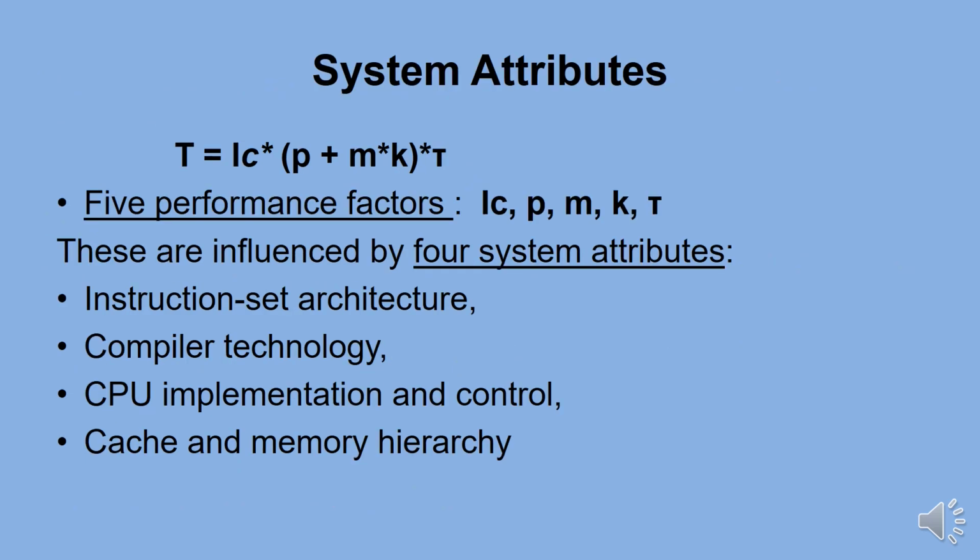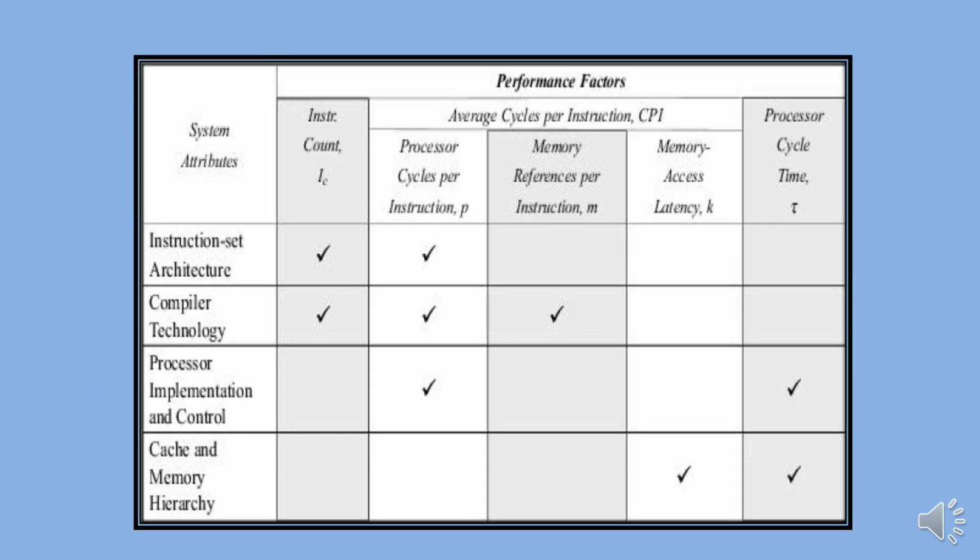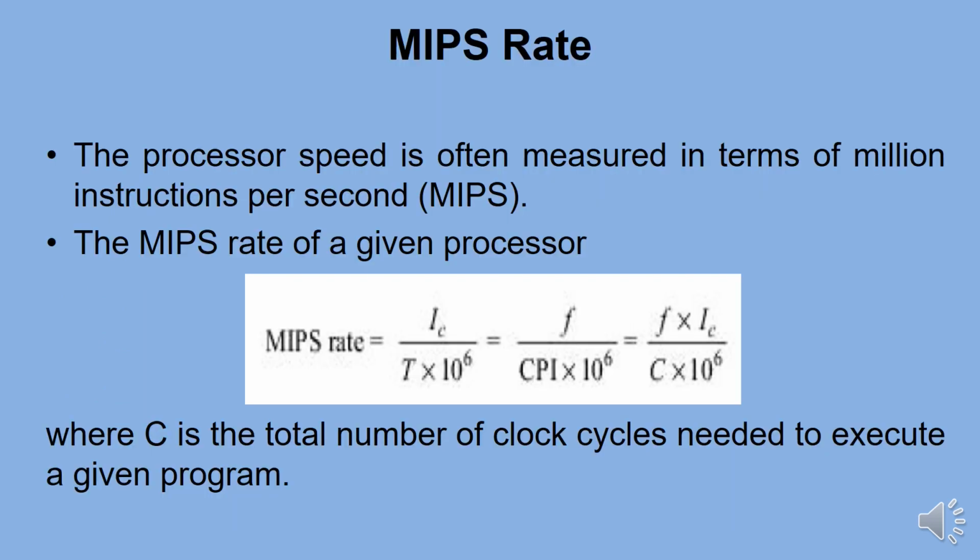The 5 performance factors IC, p, m, k and tau are influenced by 4 system attributes, namely instruction set architecture, compiler technology, CPU implementation and control, and cache and memory hierarchy. The table shows performance factors versus system attributes. MIPS rate: the processor speed is often measured in terms of million instructions per second, and the equation is given as follows, where C is the total number of clock cycles needed to execute a given program.